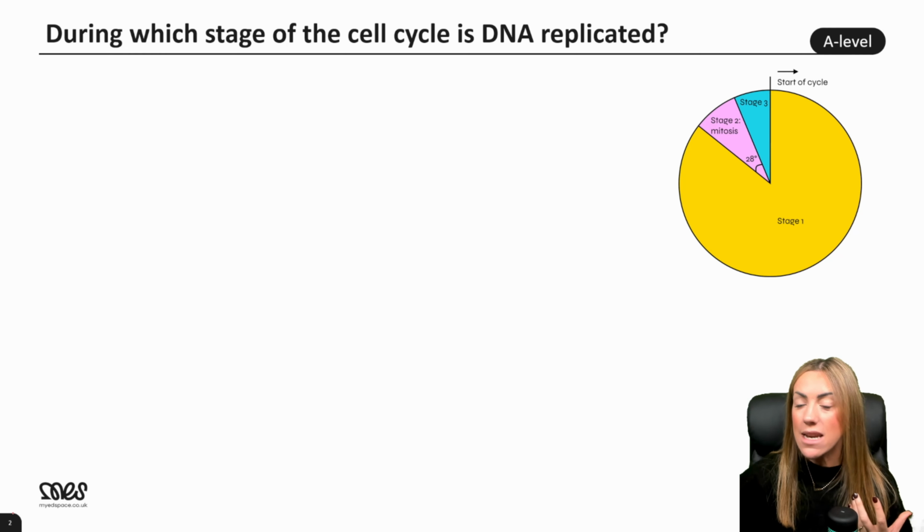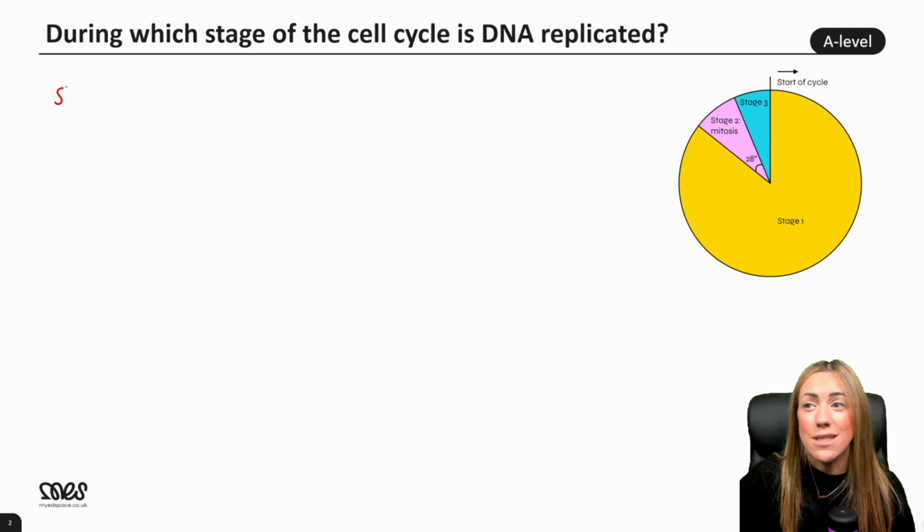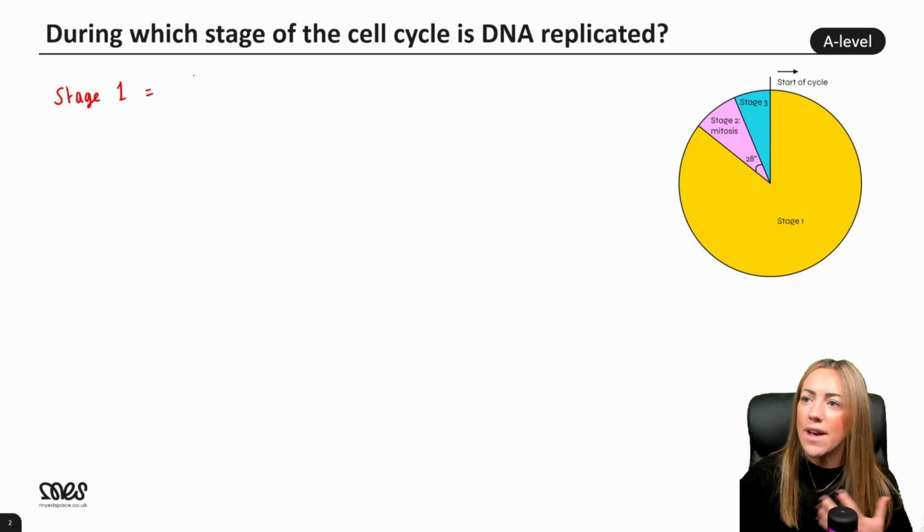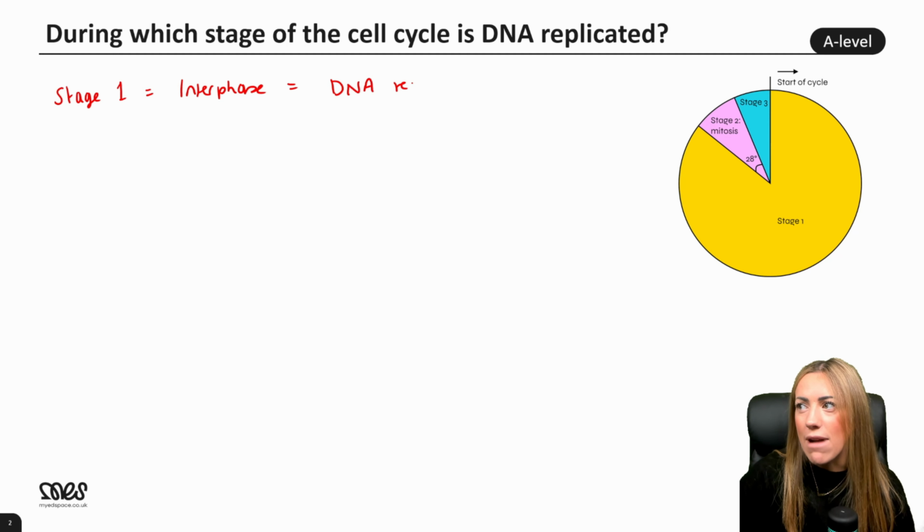So let's start by thinking about which stage of the cell cycle DNA replication actually takes place in. You'll remember from GCSE that there are 3 stages of the cell cycle. Stage 1, which takes up about 90% of the time on average, so it's the longest phase, is interphase, and this is when DNA replication occurs. It's actually during the synthesis phase of interphase.